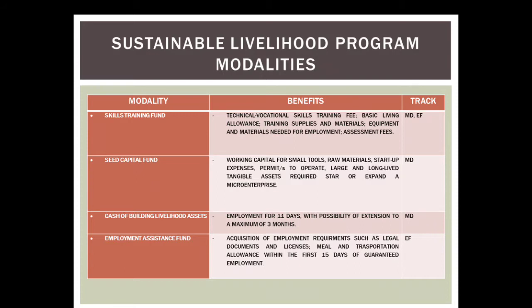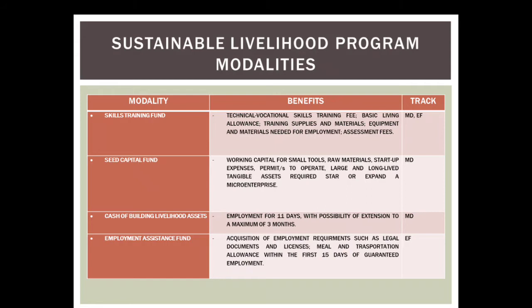So there are 4 modalities of the Sustainable Livelihood Program, which are the Skills Training Fund, Seed Capital Fund, Cash for Building Livelihood Assets, and lastly, the Employment Assistance Fund. So first, let's discuss the first modality, which is the Skills Training Fund. The benefits of the Skills Training Fund are technical vocational skills training fee, basic living allowance, training supplies and materials, equipment, and materials needed for employment assessment fees. The Skills Training Fund track is the micro development and the employment facilitation.